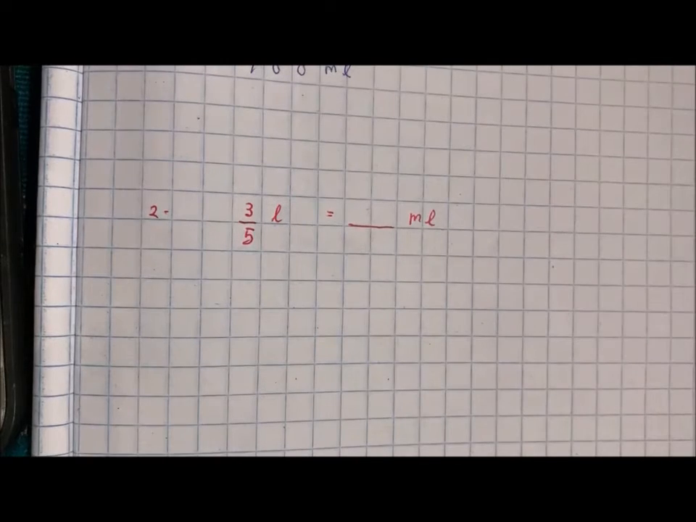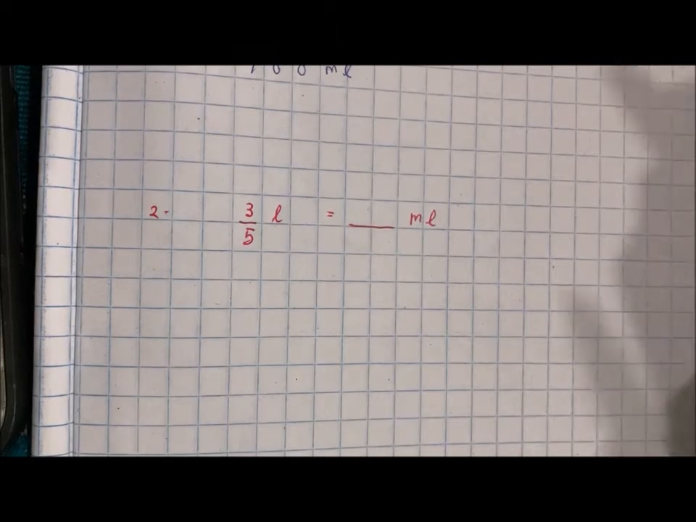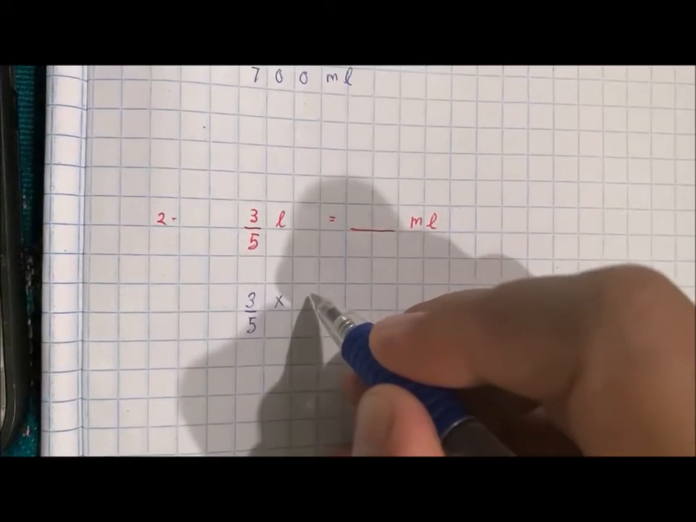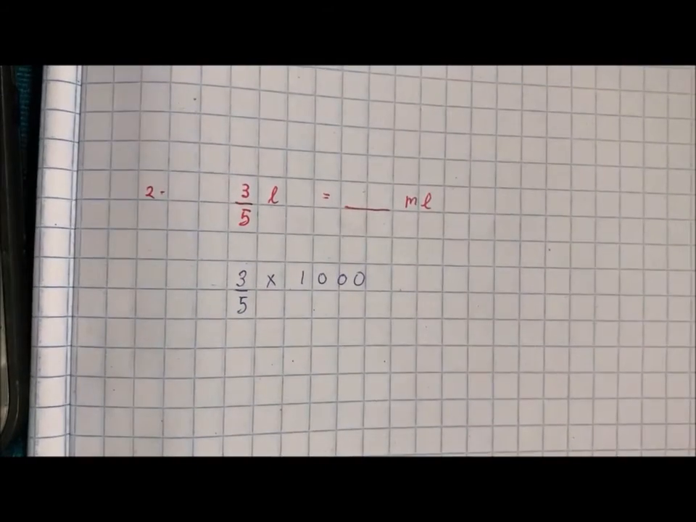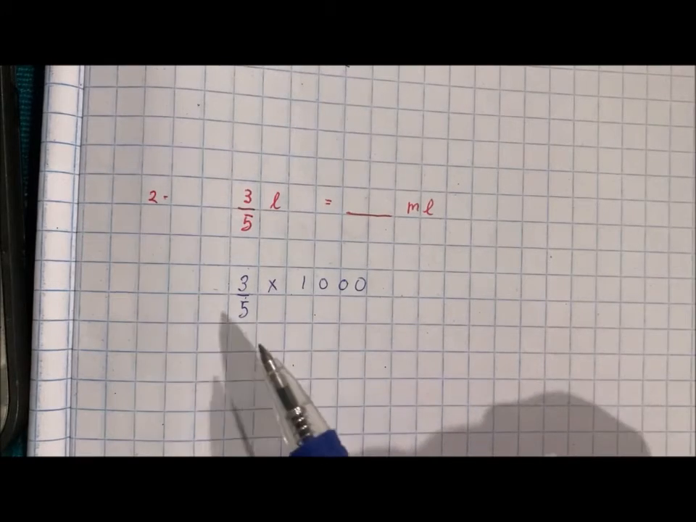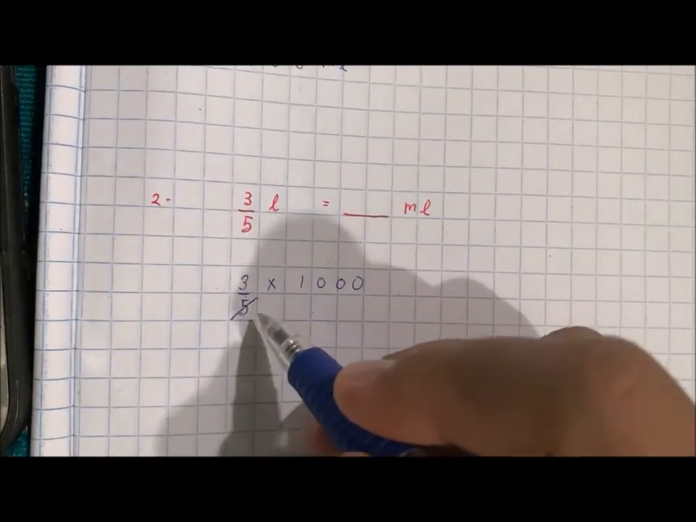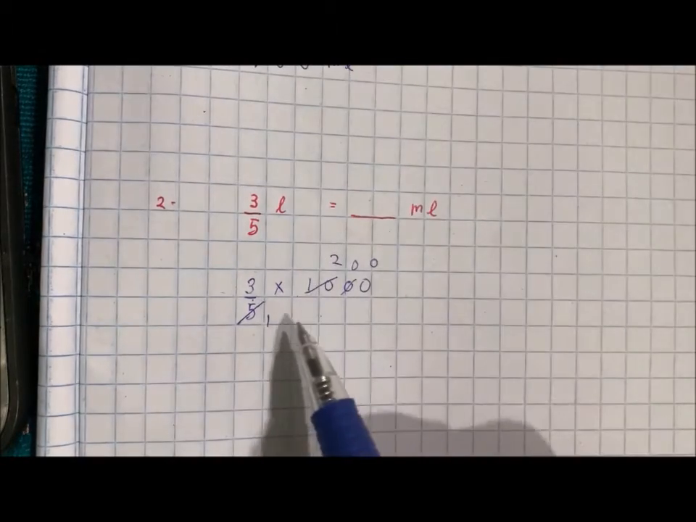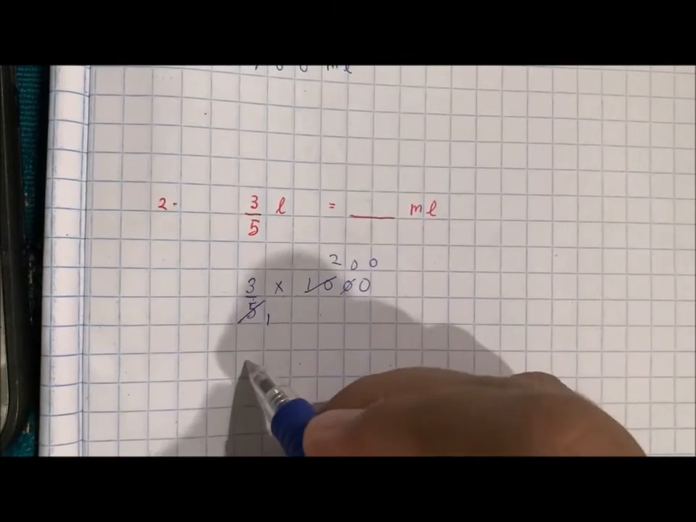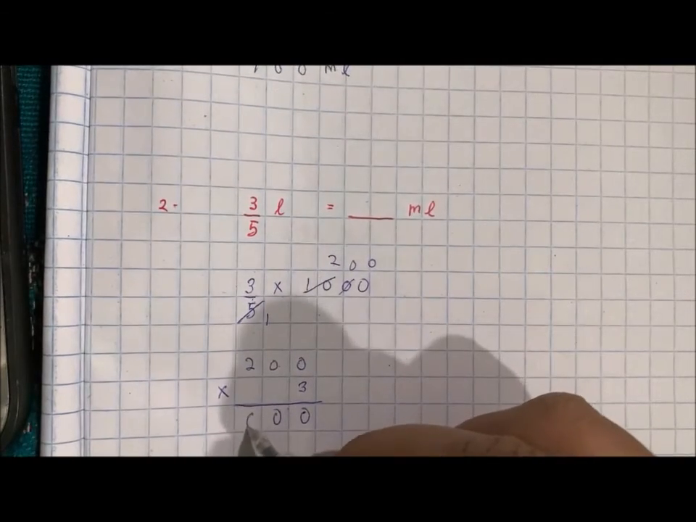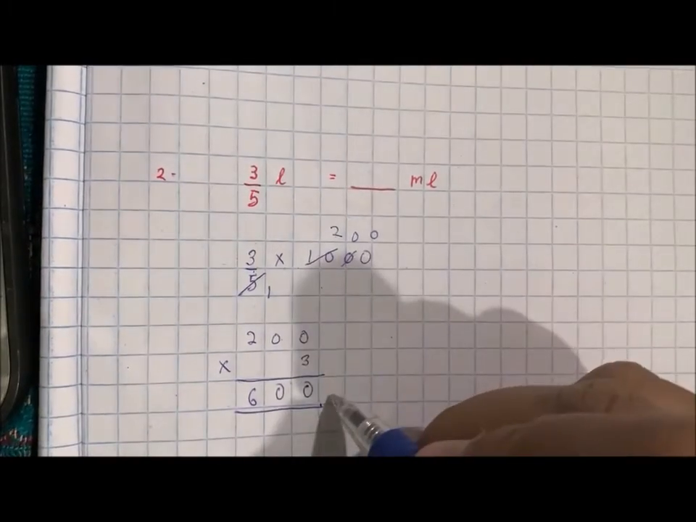The second one is a fraction: 3/5 liter, you need to convert to milliliter. How do you convert? Liter to milliliter is times with 1000, so 3/5 times with 1000. You can use cancellation. 5 divided by 5 is 1, 1000 divided by 5 is 200, so you need to do 3 times 200. 200 times with 3 is 600. The answer is 600 milliliter.